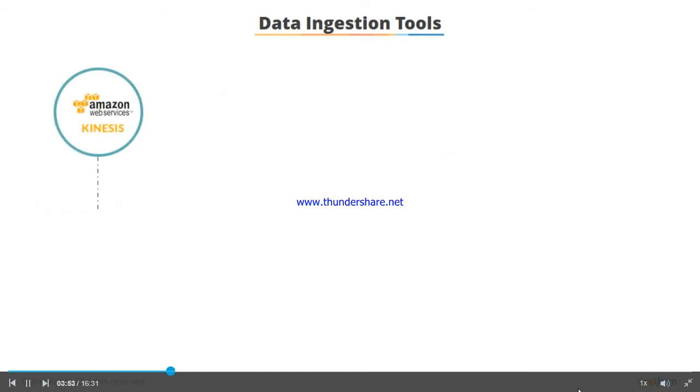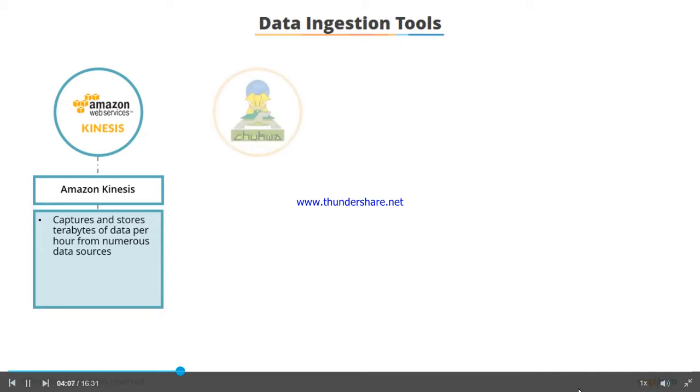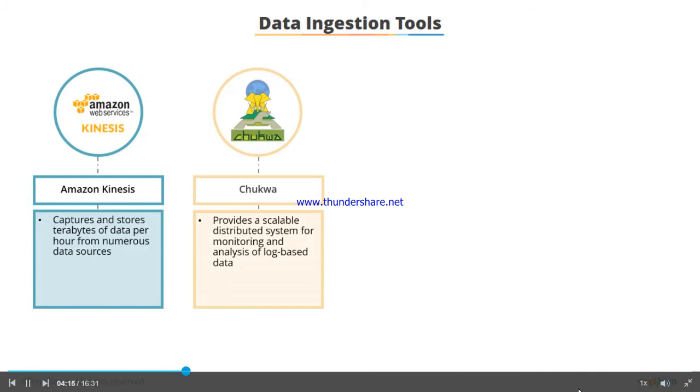Amazon Kinesis is a fully managed, cloud-based service for real-time data processing over large distributed data streams. It can capture and store terabytes of data per hour from numerous data sources. Chukwa is a Hadoop subproject that bridges the gap between log handling and MapReduce. It provides a scalable, distributed system for monitoring and analysis of log-based data.